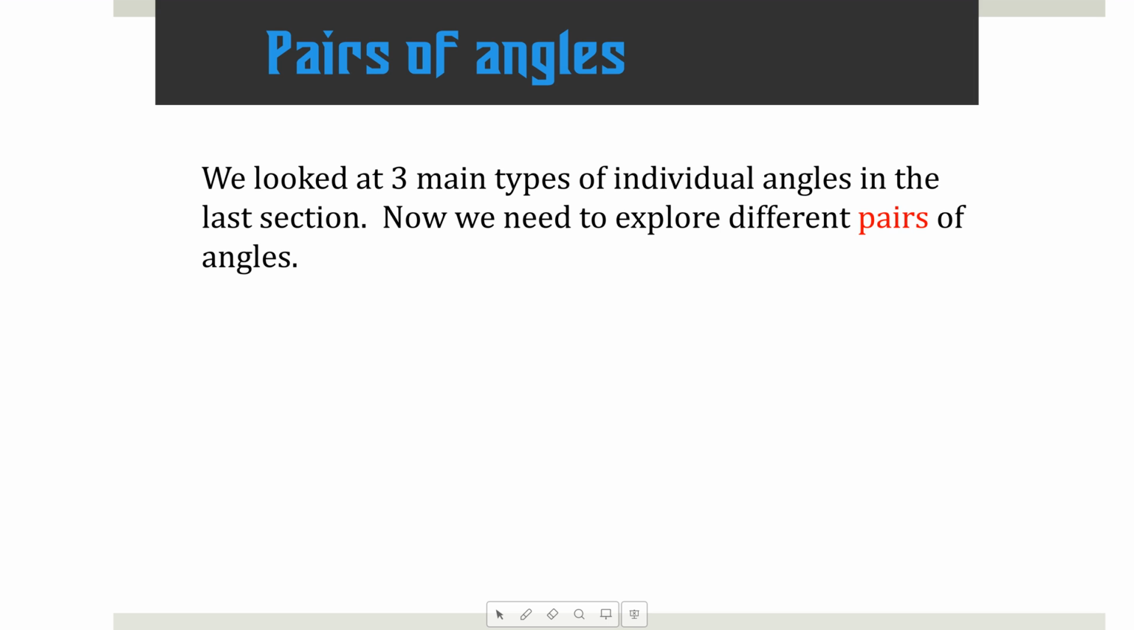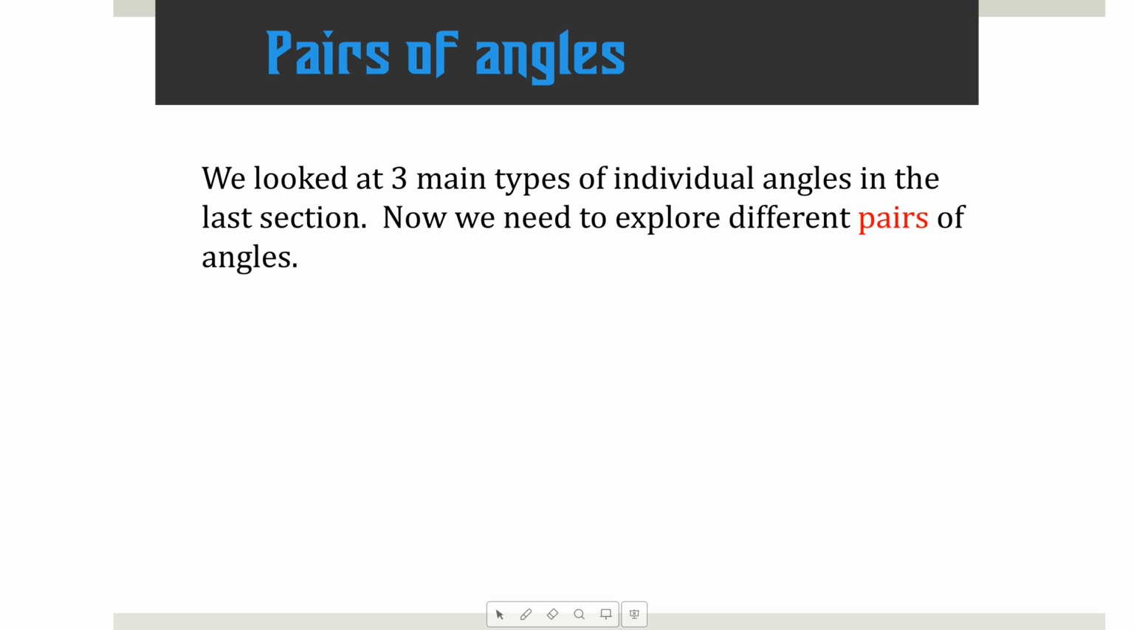Less than 90 degrees but greater than? 0, because no negative angles. And then obtuse is bigger than 90 but less than? 180. And we hinted about a 180 degree angle today, which is called a straight angle.